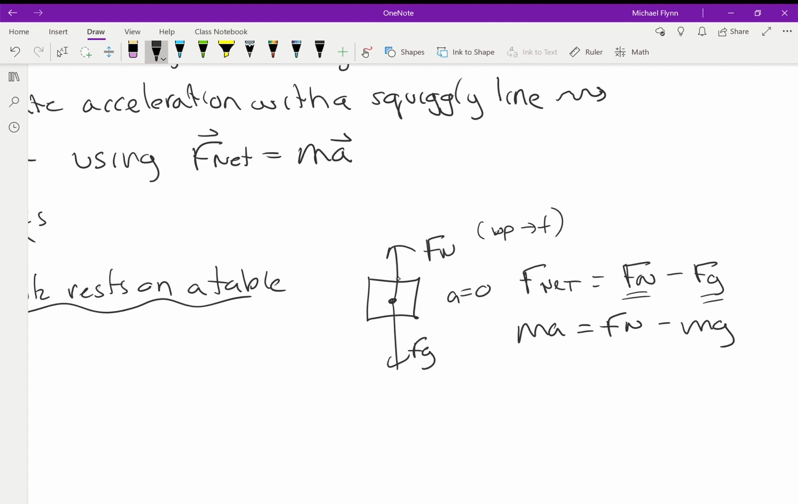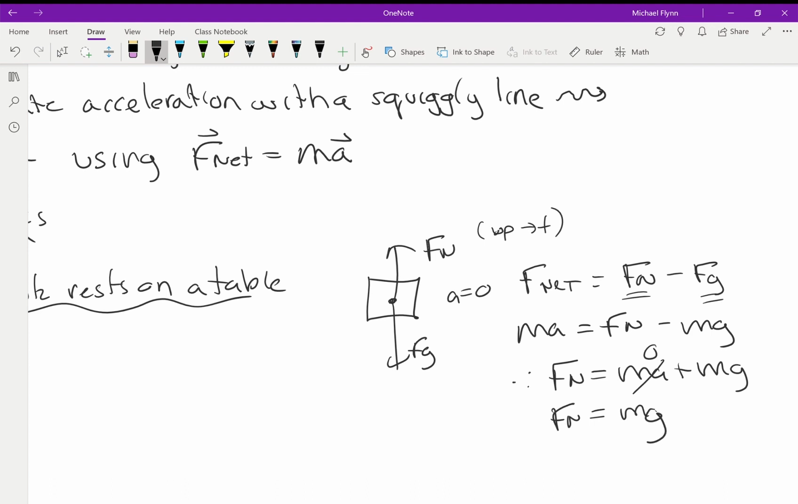Now, g is just 9.8, but I've already factored in the negative sign, the fact that I treat up as positive, and g is negative 9.8. That's why that's minus and not plus. So if I solve this for the normal force, I get ma plus mg. But a is 0, so that one's 0. So the normal force is just equal to the weight, right?